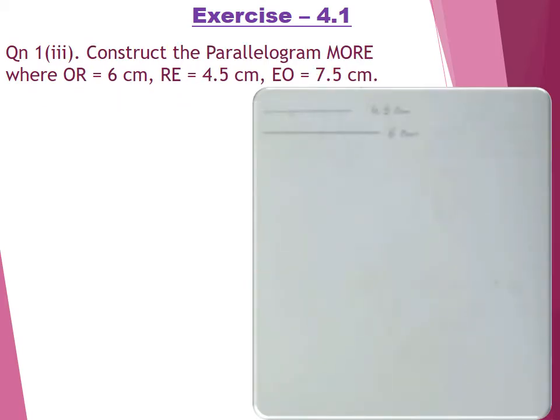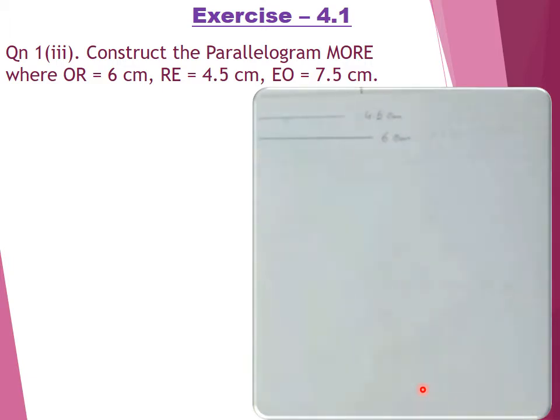Question number 3 of exercise 4.1. In this question, we have to construct a quadrilateral, that is a parallelogram, MORE, where the length of OR is given as 6 cm and the length of ER is given as 4.5 cm. Also, the length of OE is given as 7.5 cm.